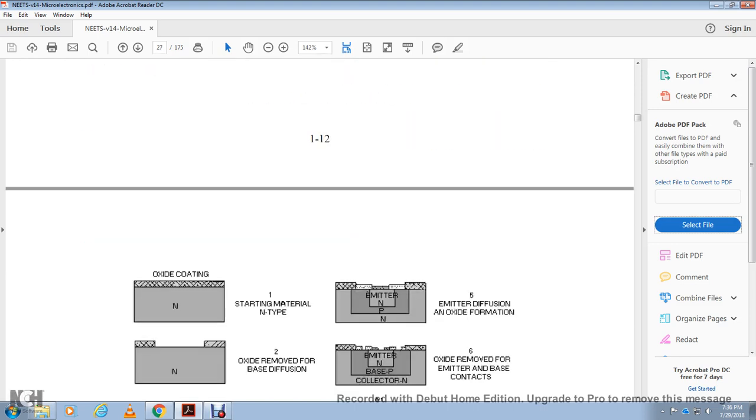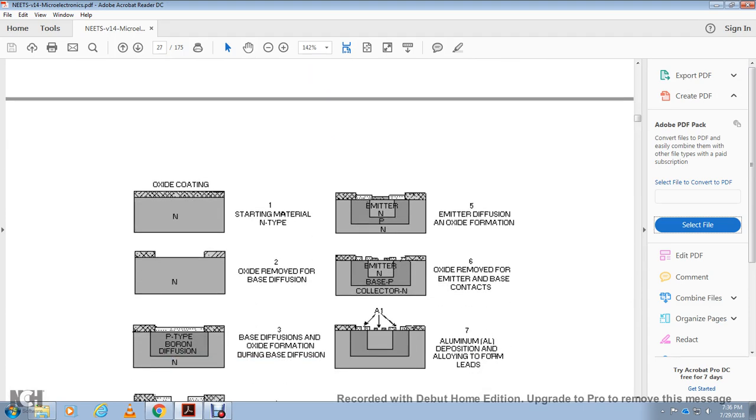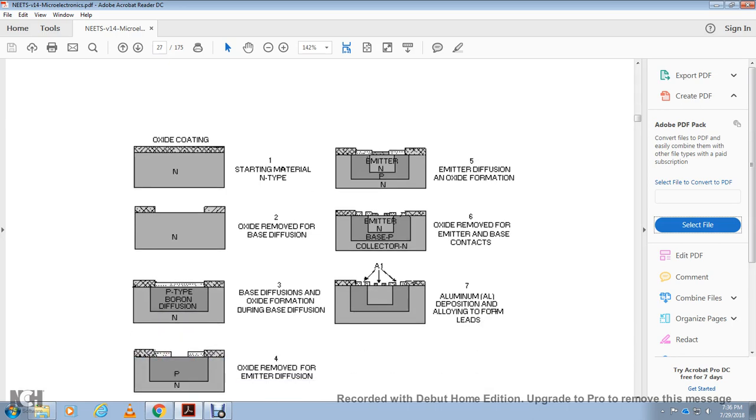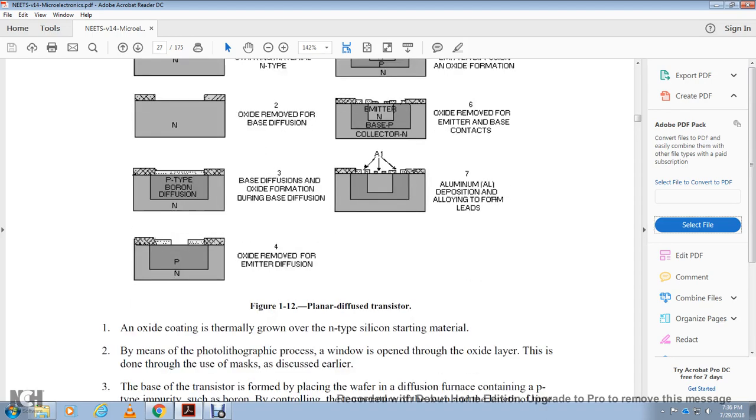1. Oxide coating, starting material negative type. 2. Oxide removed for the base diffusion. 3. Base diffusion, oxide formed during base diffusion, positive type boron diffusion. 4. Oxide removed for the emitter diffusion. 5. Emitter diffusion and oxide formation. 6. Oxide removed for the emitter and base contacts. 7. Aluminum deposited and alloyed to form leads.